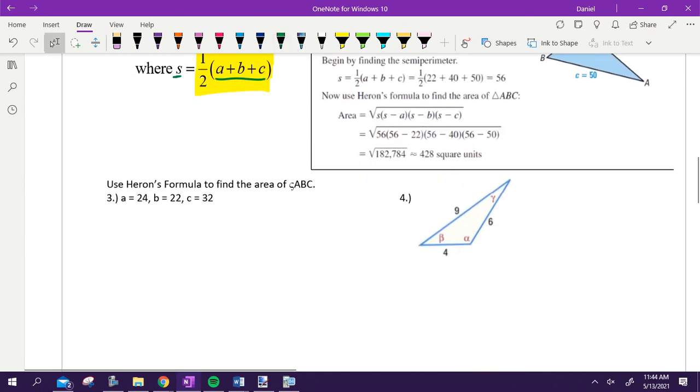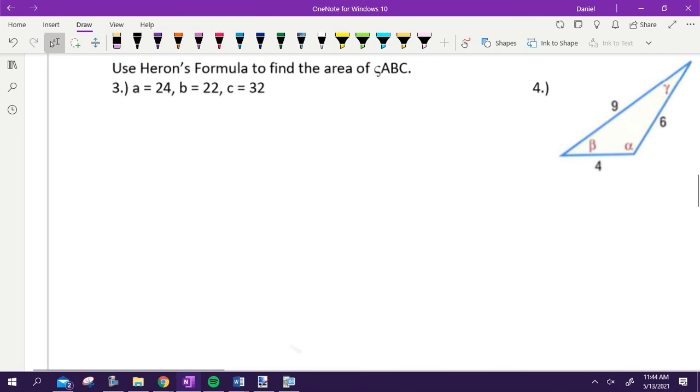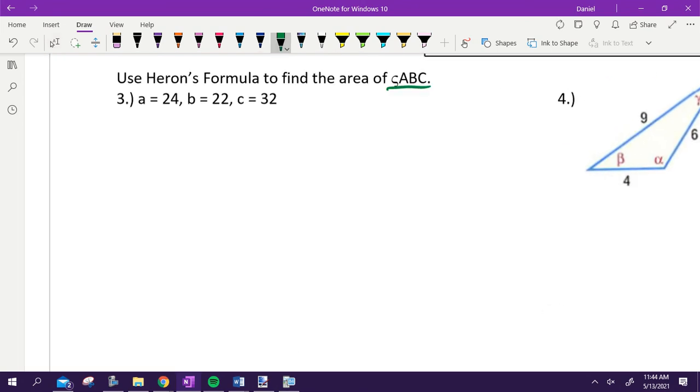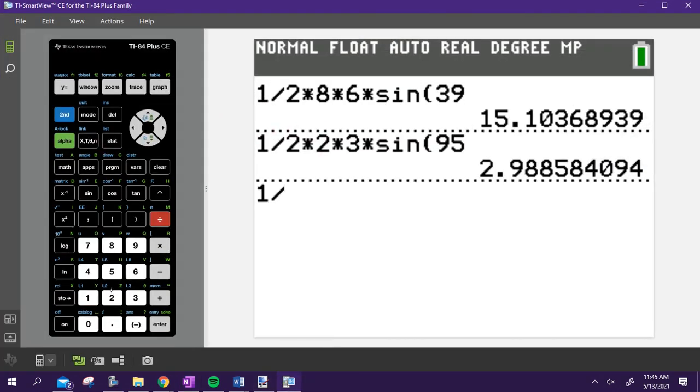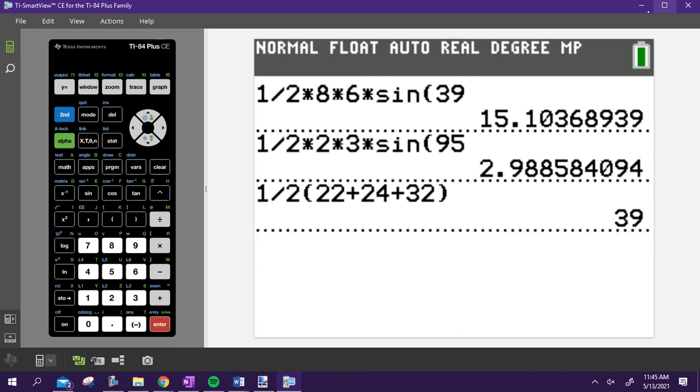All right, so let's look at number 3. Use Heron's formula to find the area of the triangle ABC, 24, 22, 32. All right, I've got 3 sides of a triangle. I'm trying to find the area of it. We could draw a picture, but it doesn't truly matter. We're going to find S first. So you're going to take 1/2 of 24 plus 22 plus 32. We're just typing into our calculator. We type it all in. My semi-perimeter is 39.